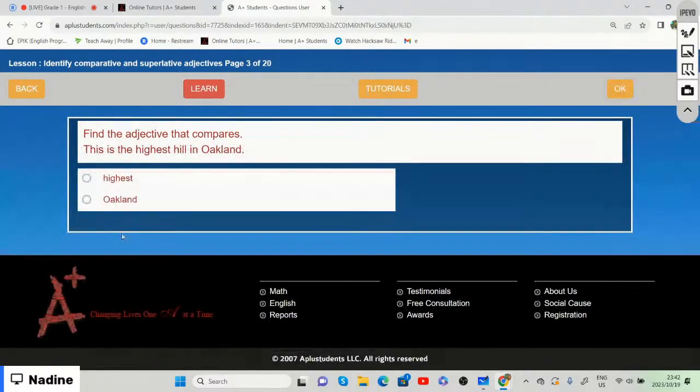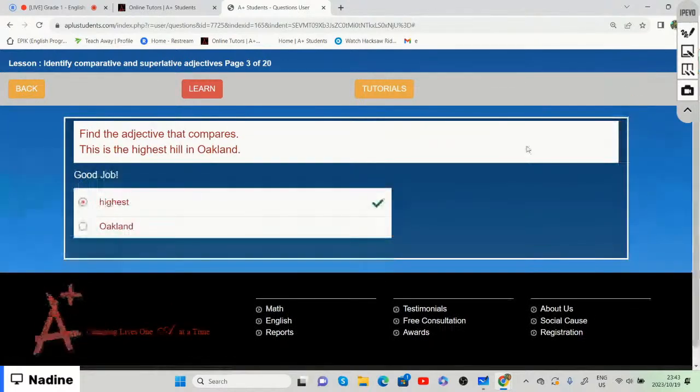This is the highest hill in Oakland. We need to find the adjective that compares. Is it highest or is it Oakland? We can choose highest as our adjective that compares.